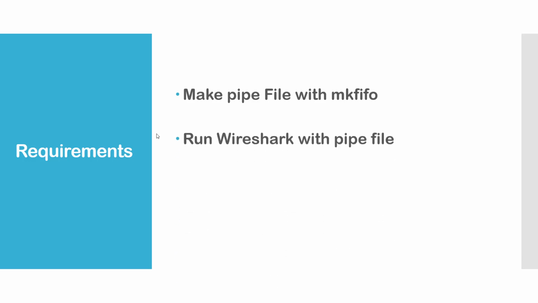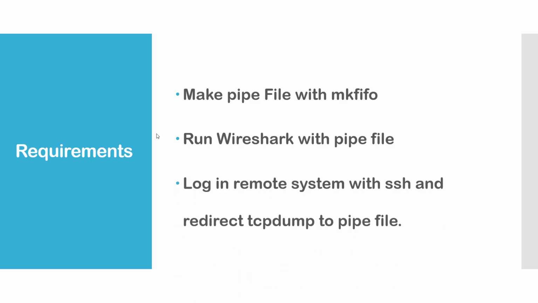Step 2, run Wireshark to load the pipe file in the interface and wait for the packets to be redirected to the pipe file. The third step, log on to the remote system as the root user, run tcpdump, and redirect all packets in the remote system to the local pipe file.